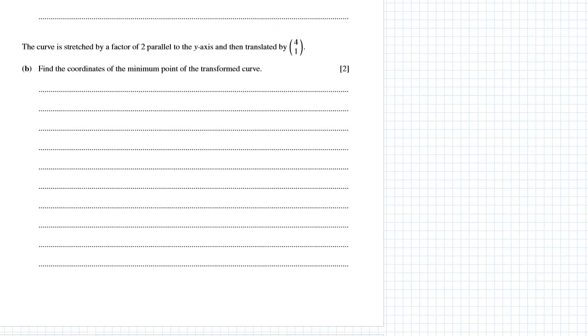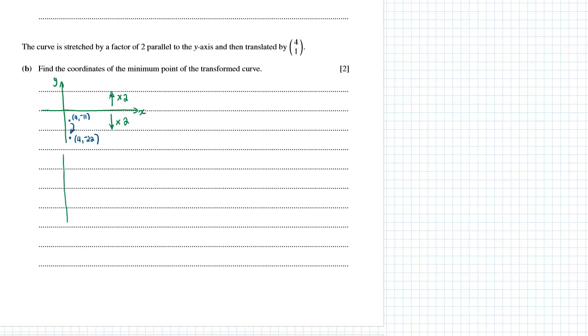Part B, the curve is stretched by a factor of 2 parallel to the y-axis and then translated by (4, 1). Find the coordinates of the minimum point of the transformed curve. Well, we have the coordinates of the minimum point, (4, -11). When it stretches, that means everything is multiplied by 2 away from the x-axis, parallel to the y-axis. And so for that minimum point, that simply means it's going to go from (4, -11) to (4, -22) because the negative 11 gets multiplied by 2. So after the stretch, that's where it is.